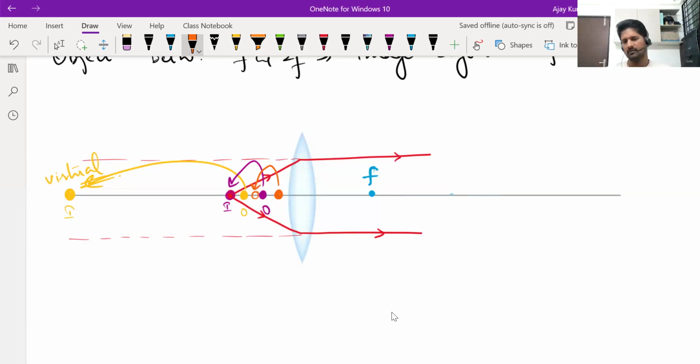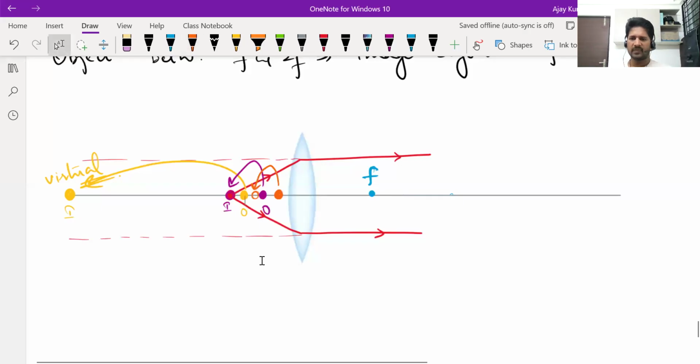It can be anywhere depending on where you put the object. It's not necessary that image should always form outside the focal length. It can form inside the focal length as well. In fact, when the object goes very close to the lens, object position itself will become the image position.